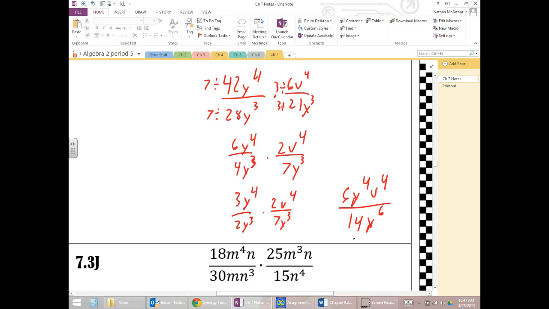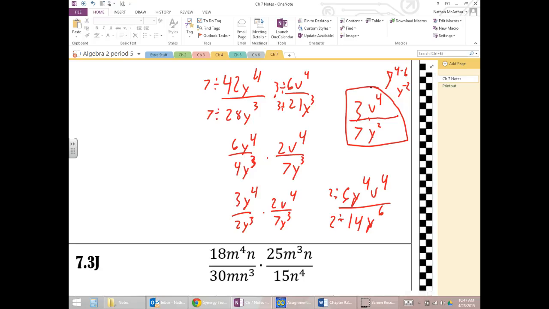Okay. Here we can simplify 6 and 14. Those are both even, so we divide them both by 2. And I end up with 3 over 7. And we have y to the 4th and y to the 6th. So y to the 4 minus 6 gets me y to the negative 2. So it goes on the bottom. So I have y squared on bottom. Nothing interacts with the v to the 4th, so I just leave it on top. Final answer should be 3 v to the 4th over 7y squared. Any questions, comments, concerns?